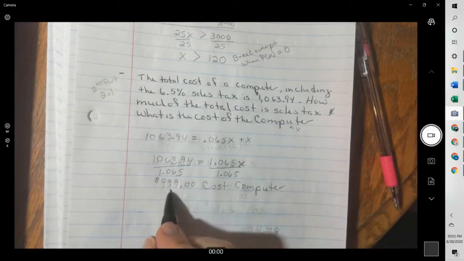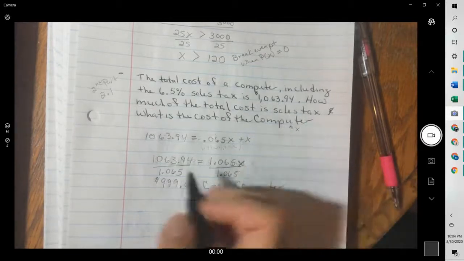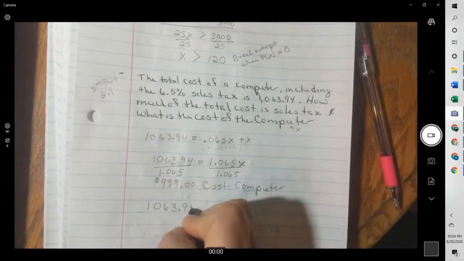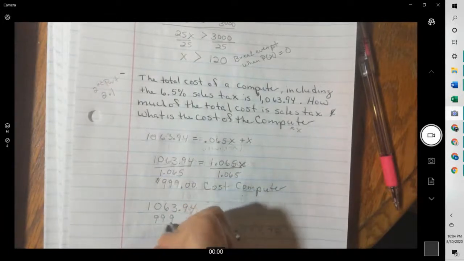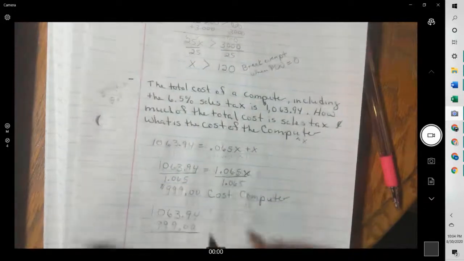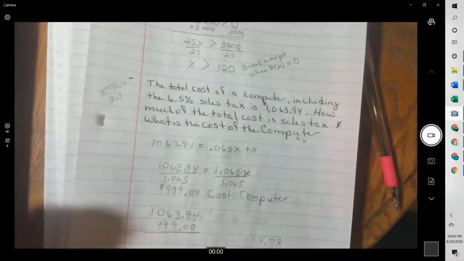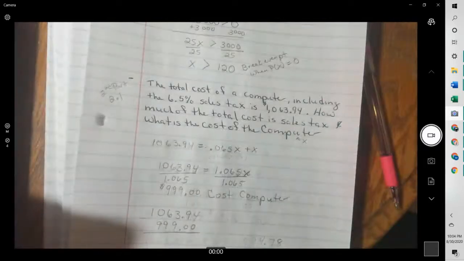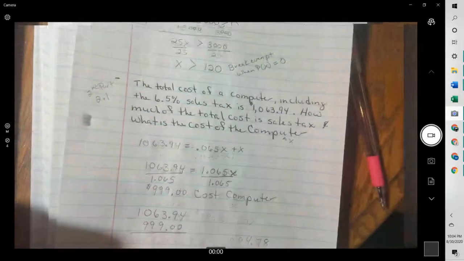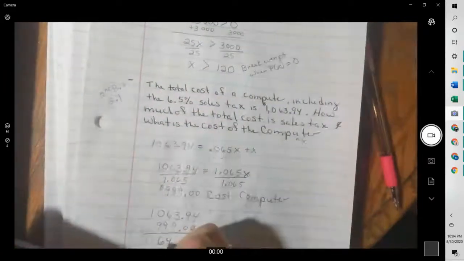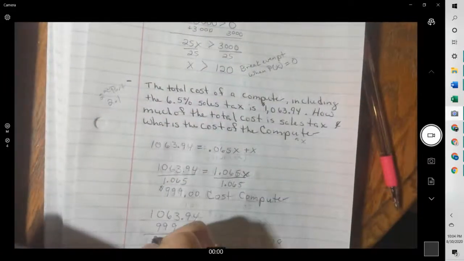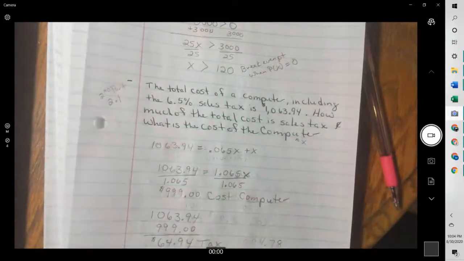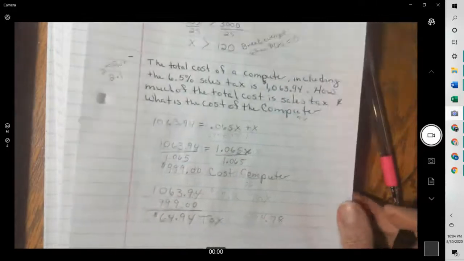And then to find the tax, we would take what we paid for it and subtract the $999. And we get $64.94. So almost $65 in tax.